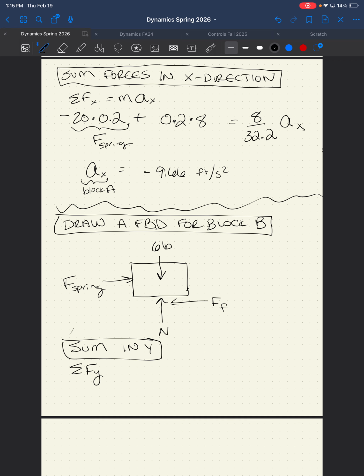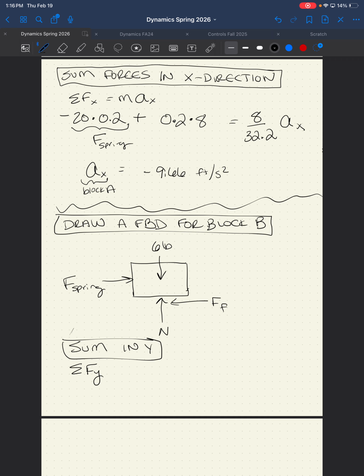So how many equations did we write? If I'm counting correctly, we wrote 4 different equations. We wrote an equation for the sum of forces in the x for block A. We wrote an equation for sum of forces in the y for block A. We wrote an equation for the sum of forces in x for block B. Sum of forces in the y for block B. That's 4 equations. Guess how many unknowns that means I can solve for? 4.